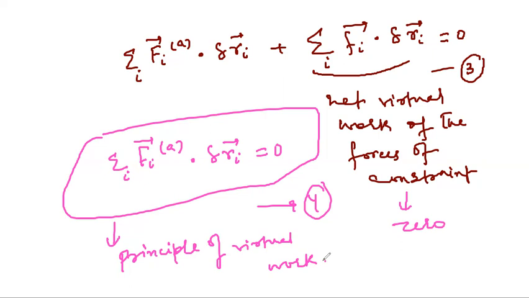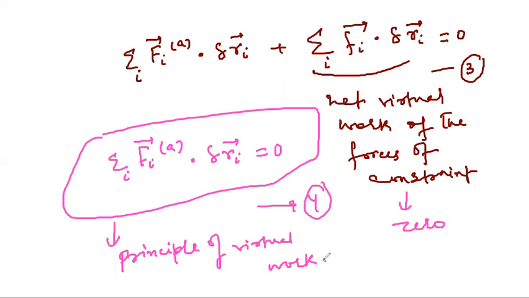Now in this equation 4, the coefficients of delta Ri can no longer be set equal to 0, because in general Fia is not equal to 0, since delta Ri are not completely independent, but are connected by the constraints. These virtual displacements in equation 4 are connected by the constraints, so they are not independent. So we cannot identically equate these Fi's to 0.